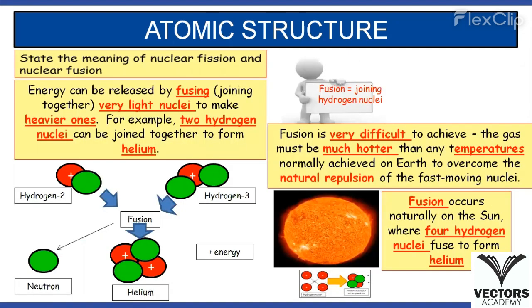Whereas fusion is where two hydrogen nuclei combine together to form helium. Now, fusion is very difficult to achieve. The gas must be very hot, at a very high temperature, to overcome the natural repulsion of the fast moving nuclei. Now, fusion occurs naturally in the sun, where four hydrogen nuclei fuse to form helium.